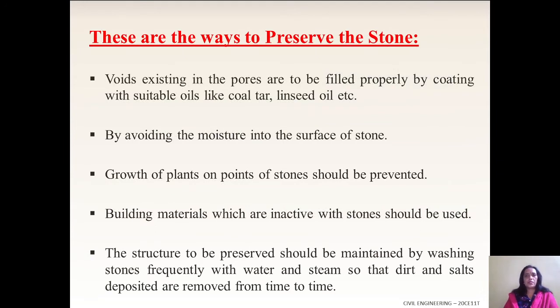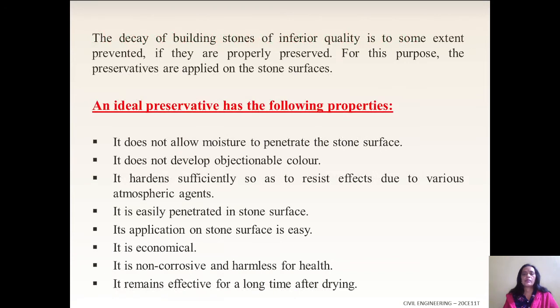These are the ways to preserve the stones by avoiding moisture entering the surface of the stone. Growth of plants on stones should be prevented. Building materials which are inactive with stones should be used. The structure to be preserved should be maintained by washing it frequently with water, and the dirt and the salts, as we have explained previously, can be removed from time to time. So these are the natural methodologies which we use in order to avoid the decay and to maintain the structure.